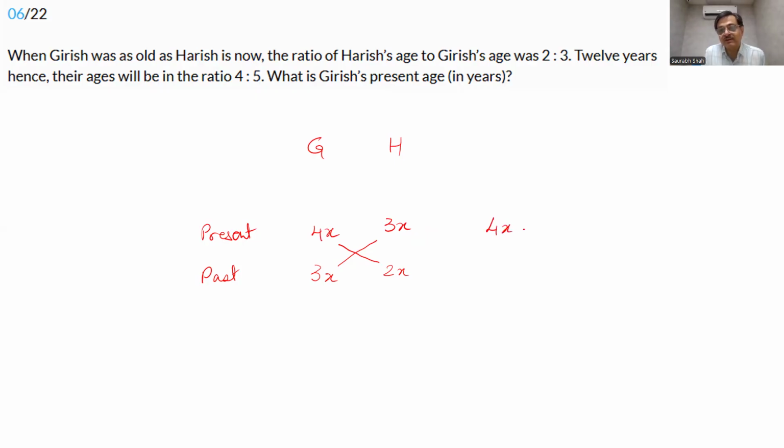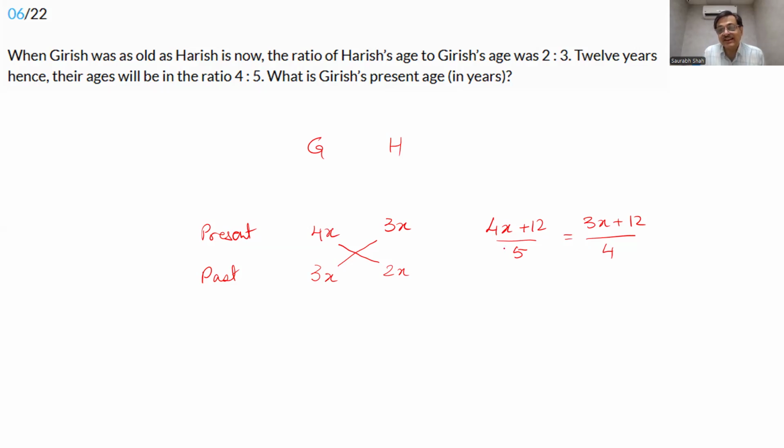So what happens after 12 years? Girish becomes 4x plus 12. Harish will become 3x plus 12. And the ratio of their ages is 5:4. Girish is the elder one. Remember, 4:5 is mentioned, but if you use 4:5, you'll get x as a negative value. So let's take Girish as 5, Harish as 4.